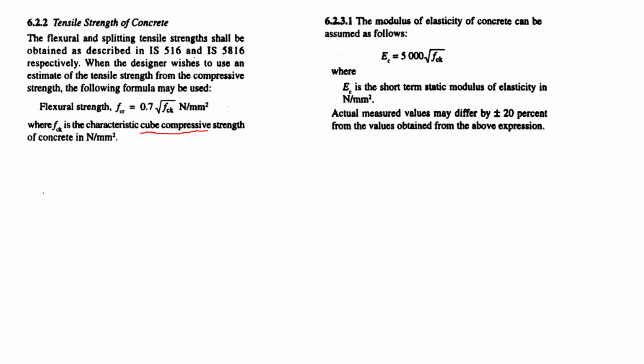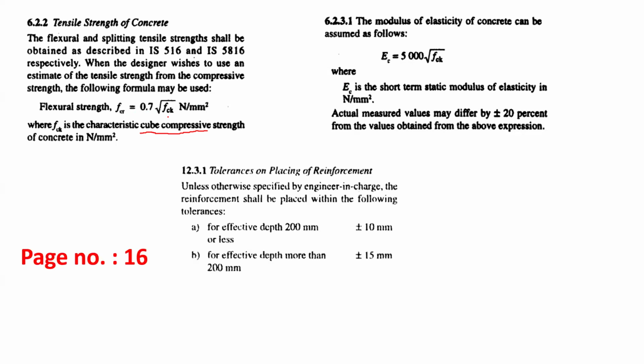Now the modulus of elasticity is 5000 root fck, and Ec is the short term static modulus of elasticity. So modulus of elasticity is 5000 root fck, and fcr is 0.7 root fck. The tolerance is given on page number 16 of IS 456.